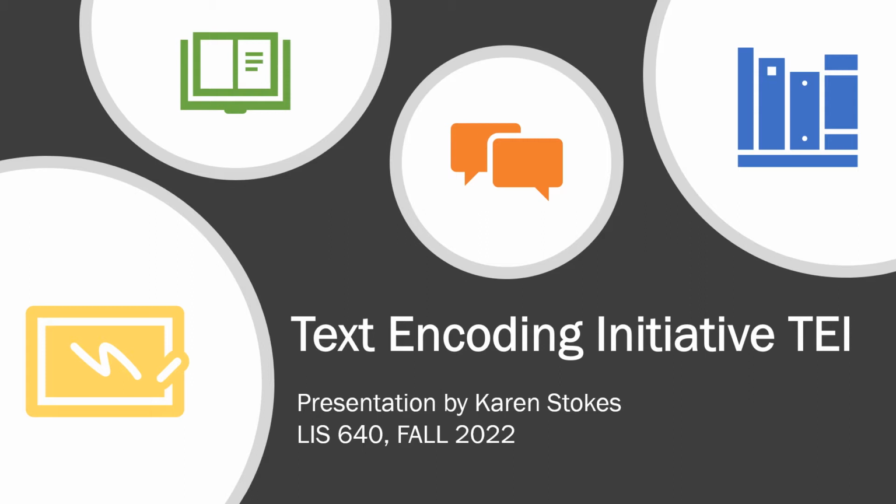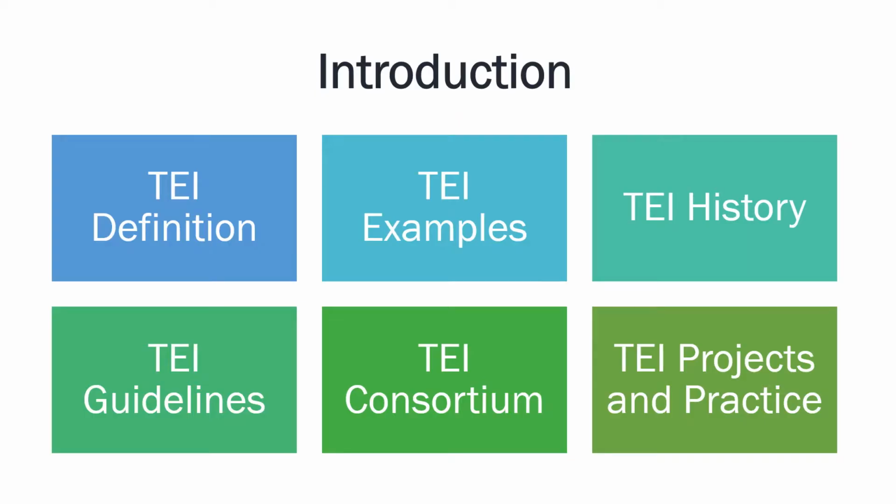Let's go ahead and get started on an introduction to TEI. Today's presentation is going to cover 6 main aspects of TEI. First, we are going to discuss the definition of TEI. The Text Encoding Initiative is a consortium which develops and maintains a standard for representation of text in digital form. Then we are going to discuss examples of TEI, such as basic TEI tags, verse, prose tags, and choice tags.